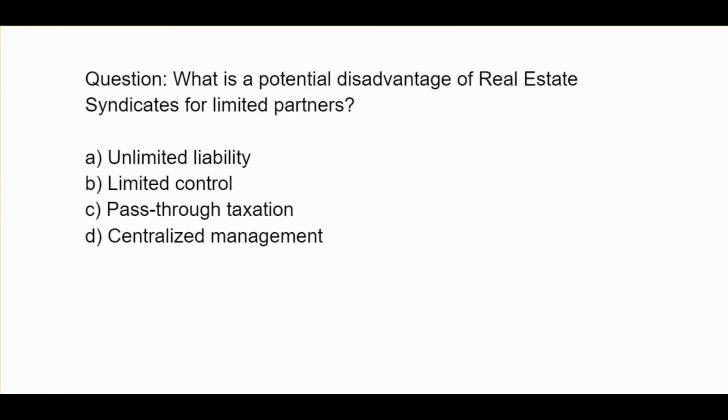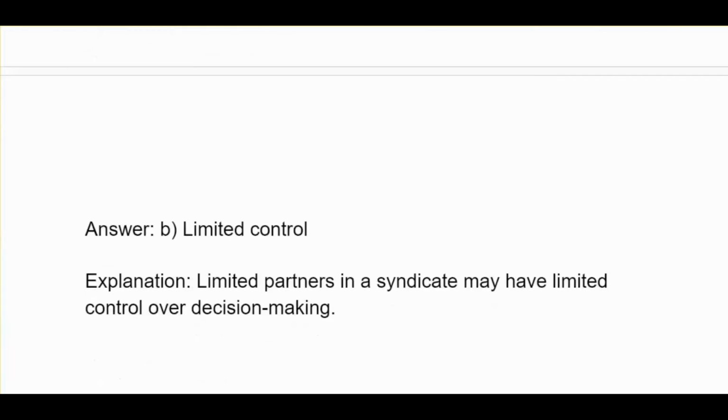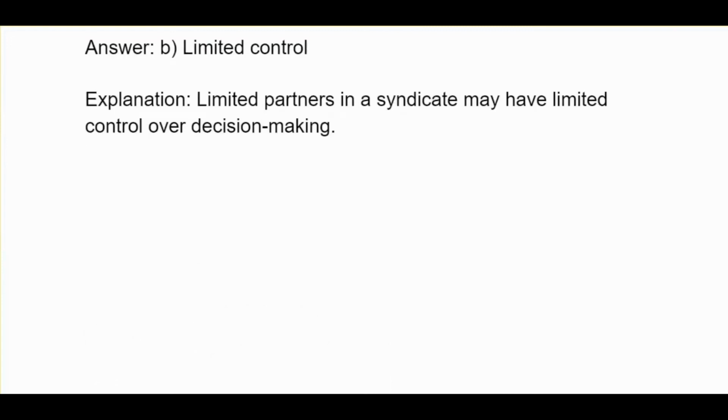What is a potential disadvantage of real estate syndicates for limited partners? A, unlimited liability. B, limited control. C, pass-through taxation. D, centralized management. B, limited control. Limited partners in a syndicate may have limited control over decision making.